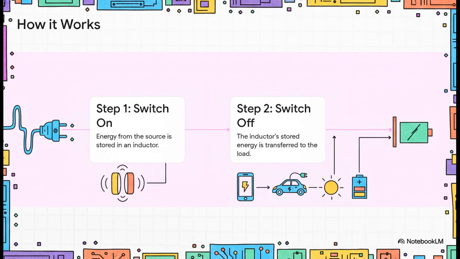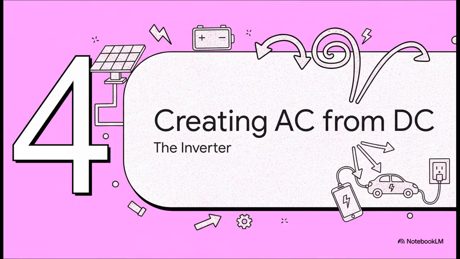First, a switch closes, but the energy doesn't go to the load. Not yet. It gets stored in the magnetic field of a component called an inductor. Then, bam, the switch flicks open. That magnetic field collapses, and it releases all its stored energy to the load, but at a brand new voltage level. This whole dance happens thousands, sometimes millions of times every single second. It's incredible.